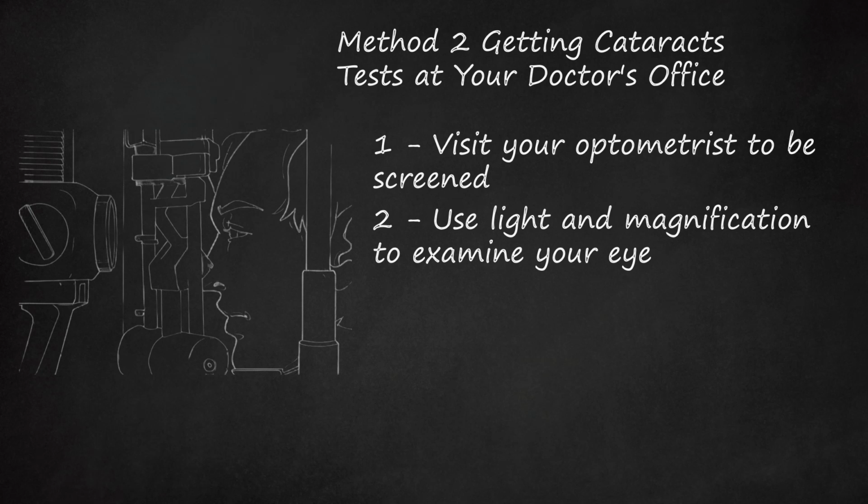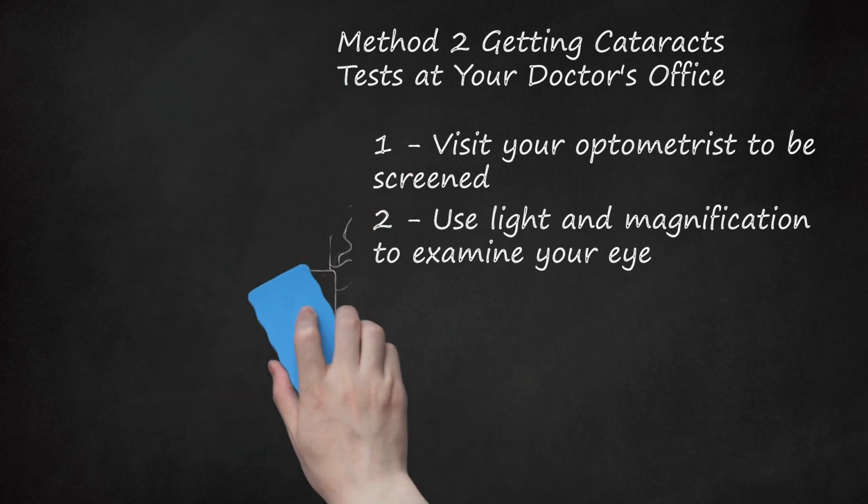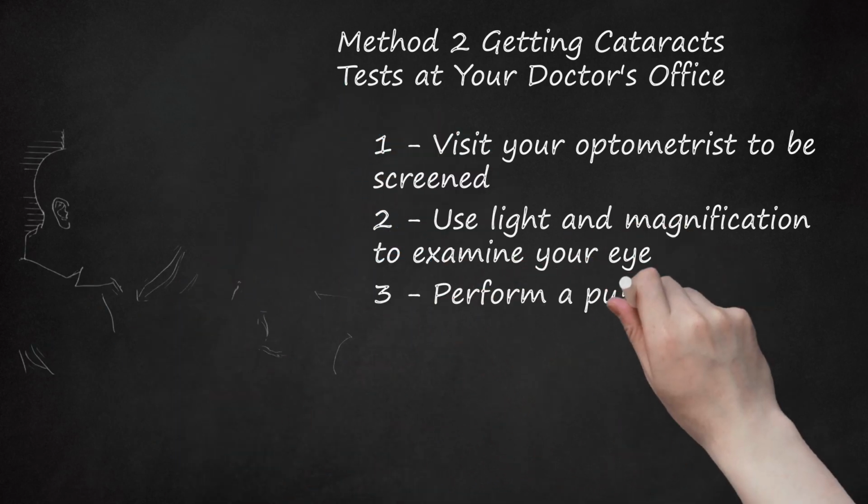If cataracts are visible at this test, your optometrist may perform additional tests or diagnose you at this time. In either case, they will need to know the severity of the cataracts for a full plan of treatment. 3. Perform a pupil dilation test.